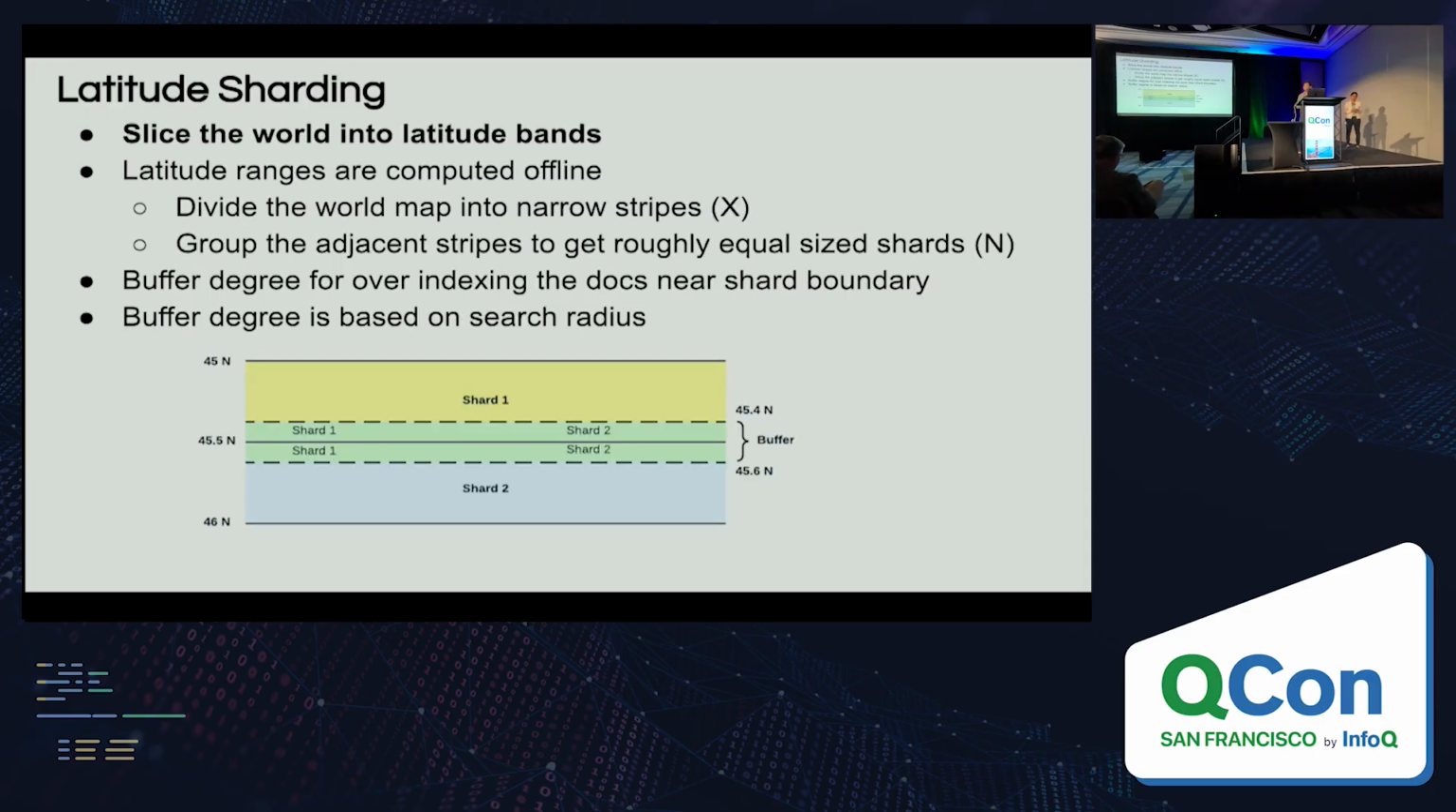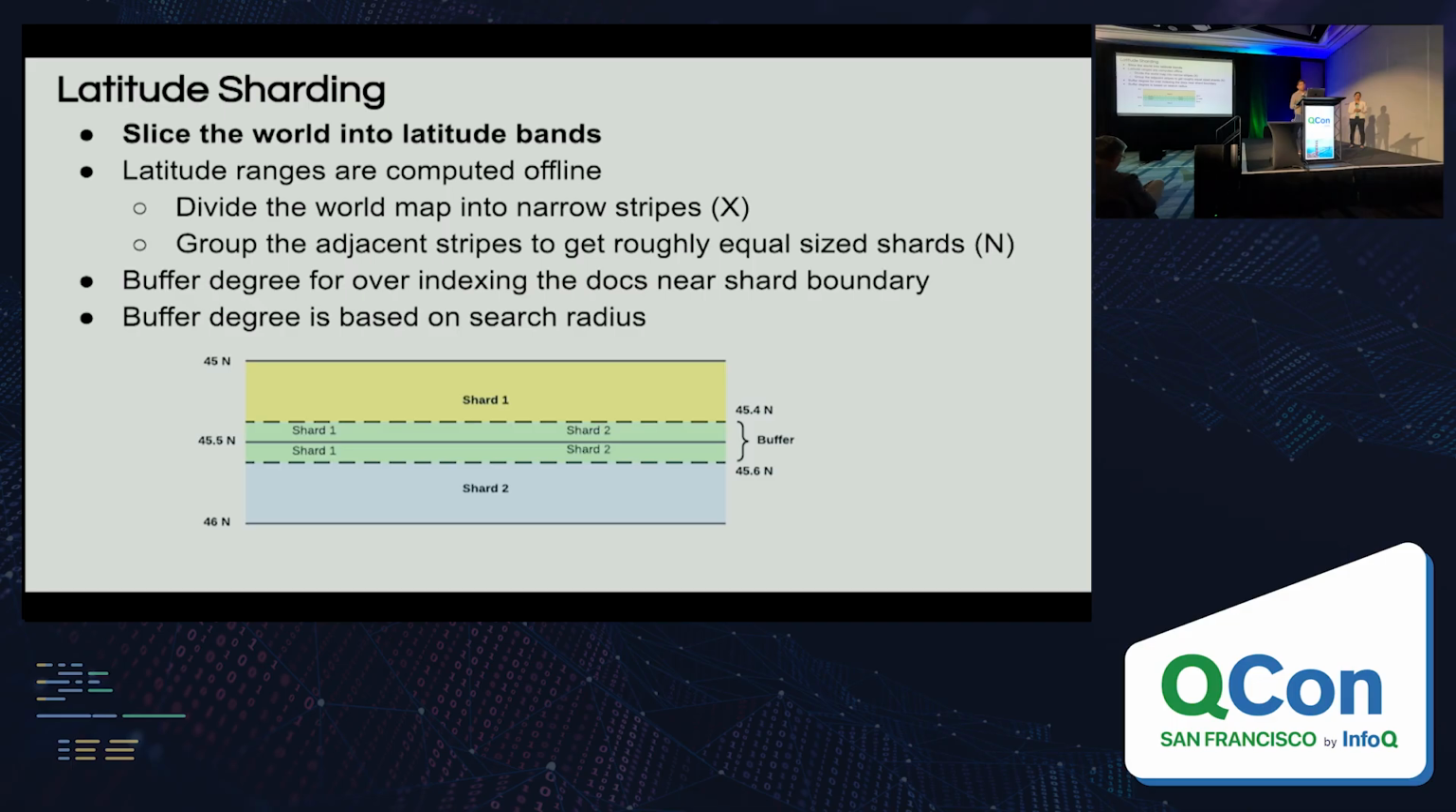So latitude sharding works this way: you imagine the world as a set of latitude bands, and each band maps to a shard, right? The latitude ranges are computed offline. We use a Spark job to compute them. The way we compute is a two-step process. First, we divide the map into several narrow stripes. You can imagine this in the order of thousands of stripes. And then we group the adjacent stripes to get roughly equal-size shards, right?